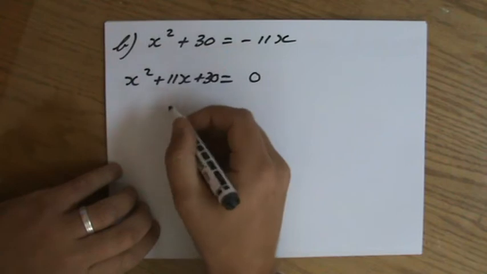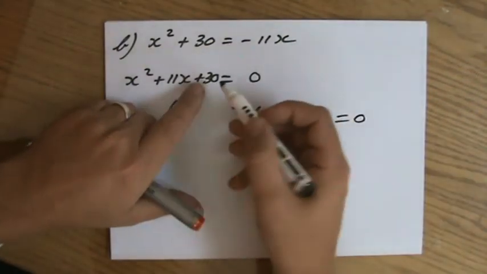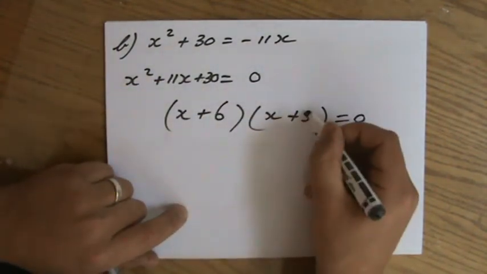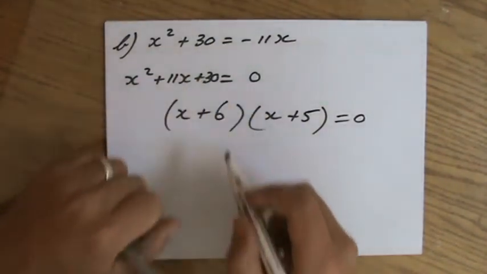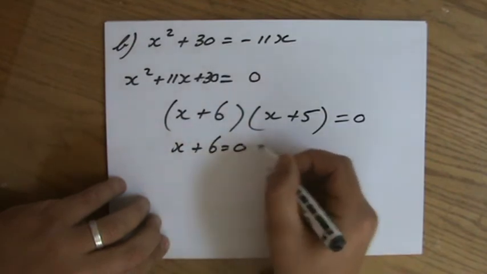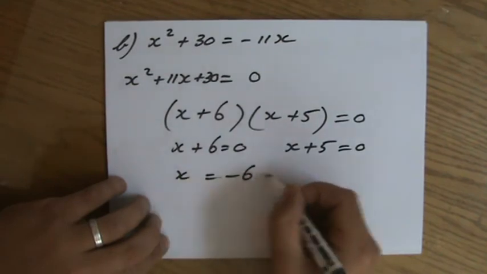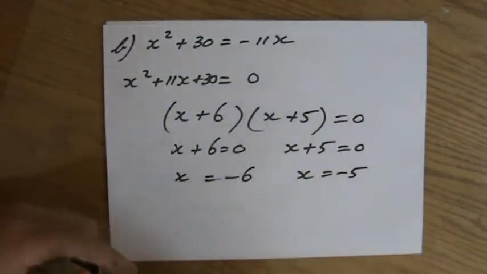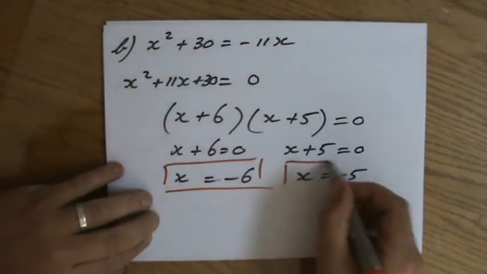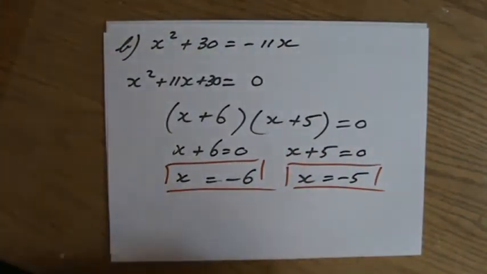Okay, solving it by factoring. So 2 numbers multiplied give 30, and if you add them, 11. 6 and 5, both positive. 6 times 5 is 30, 6 plus 5 is 11. That means that x plus 6 equals 0, by the ZPP, the zero product property, or x plus 5 equals 0. Those are my 2 solutions: x is minus 6 and x is minus 5. And if I substitute that value in my original equation, it indeed will be true.